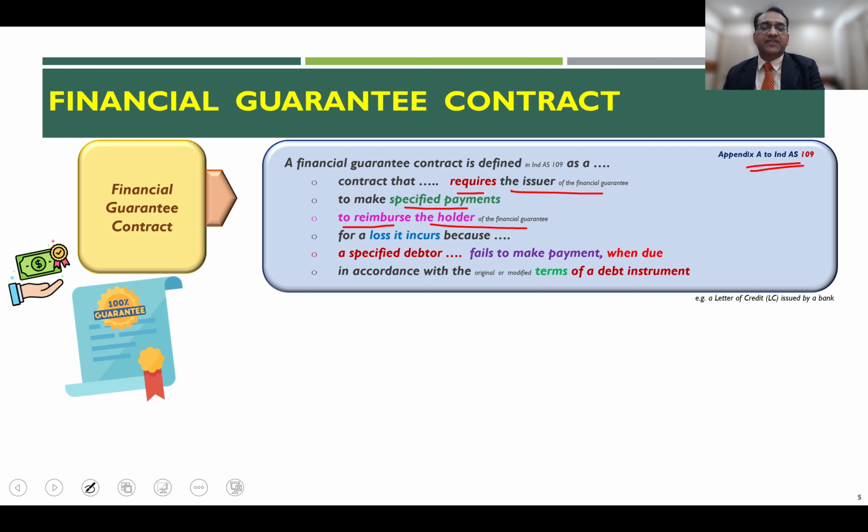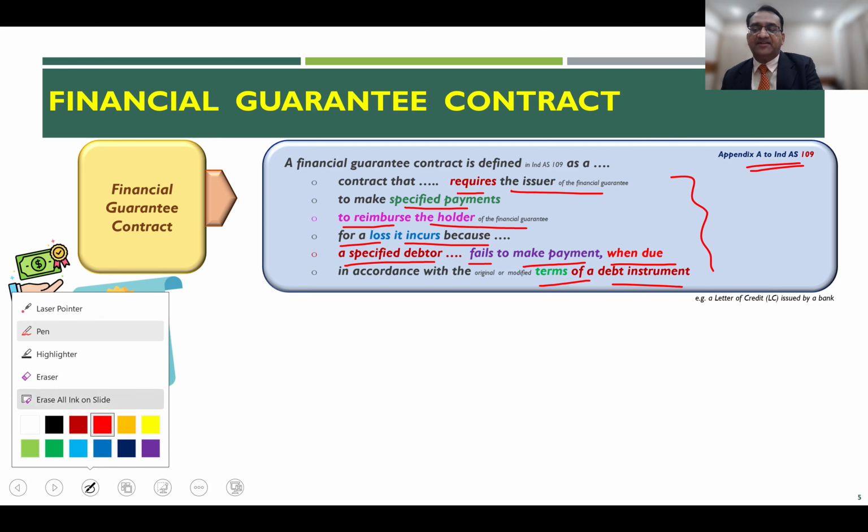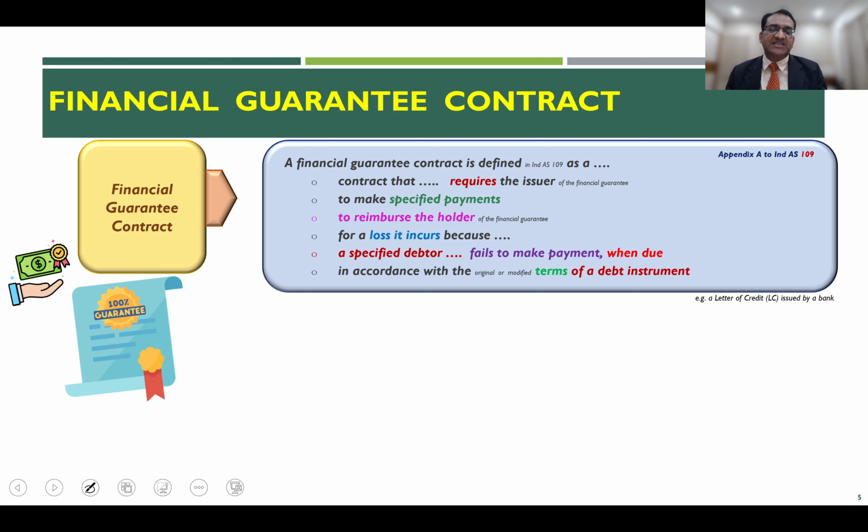Why? Because of the loss which that holder incurs because a specified debtor has failed to make payment when those payments were due in accordance with the terms of a debt instrument. You can see there is a lot of content in this particular definition. So let us bifurcate and try to get into the specifics of it.